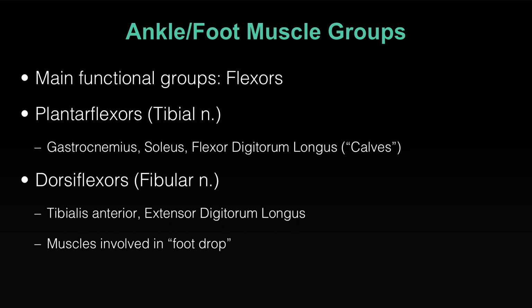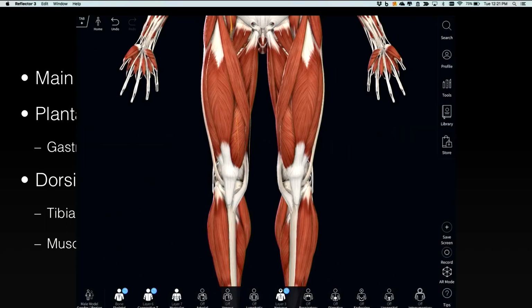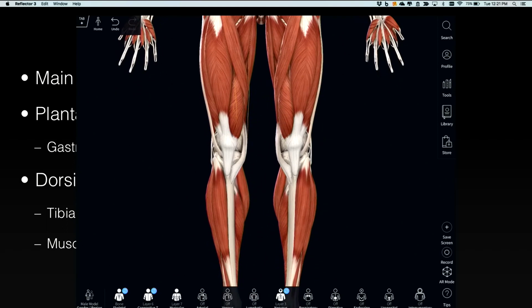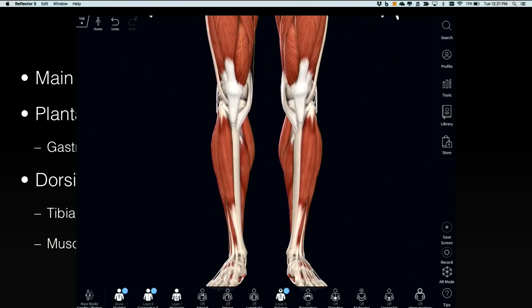And it's a big problem when you're walking normally and you try to take a step and you normally lift your toes, but you can't do that. Instead, your toe drags across the ground. That is foot drop, the common name. It's probably not the clinical name. So let's take a look at these: gastroc, soleus, FDL, tib ant, EDL, and some of the nerves.